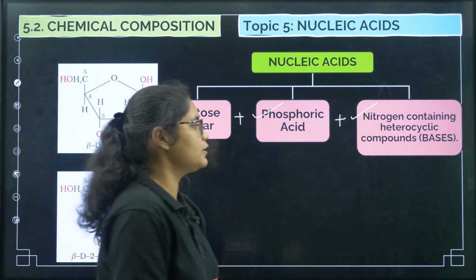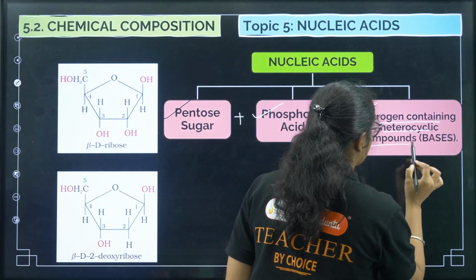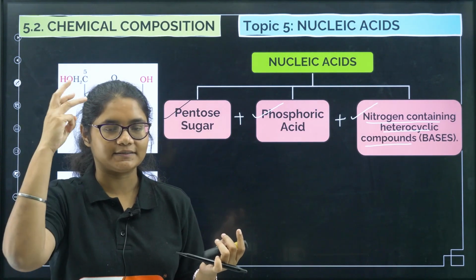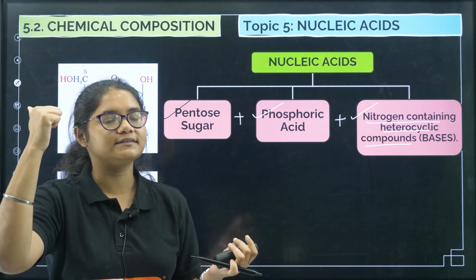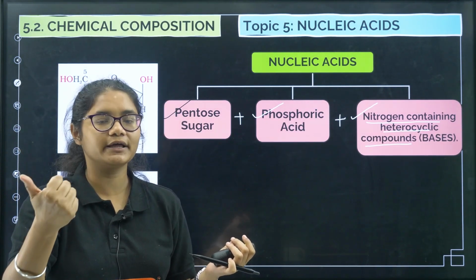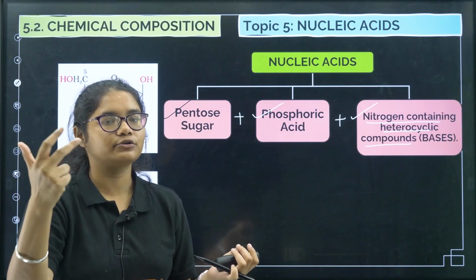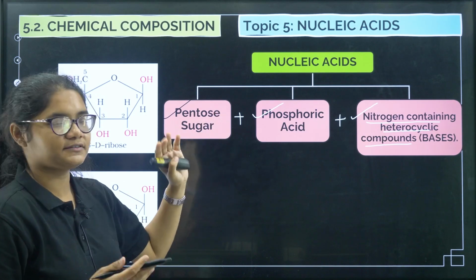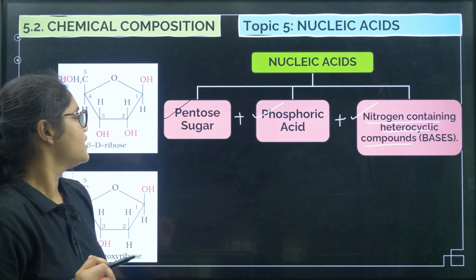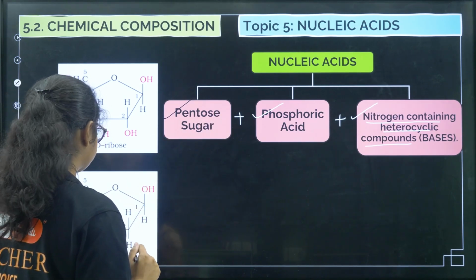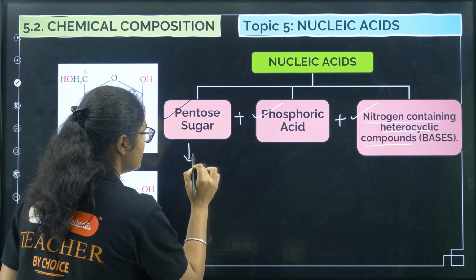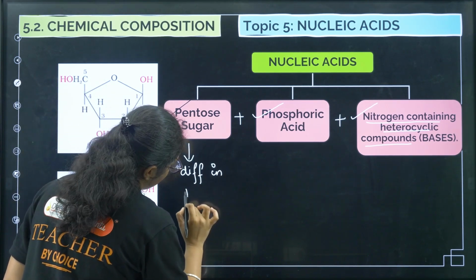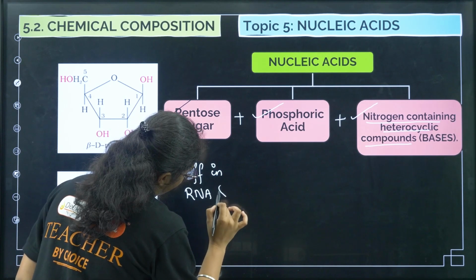Okay, these bases are what? Nitrogen containing heterocyclic compounds. Okay, so clear? Nucleic acid is made up of three things. First is a sugar, pentose sugar, phosphate group, and then a nitrogenous base. Okay, now this sugar varies in case of DNA and RNA. Okay, so this pentose sugar is different in RNA and DNA.